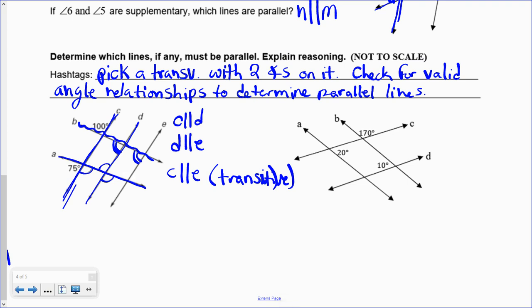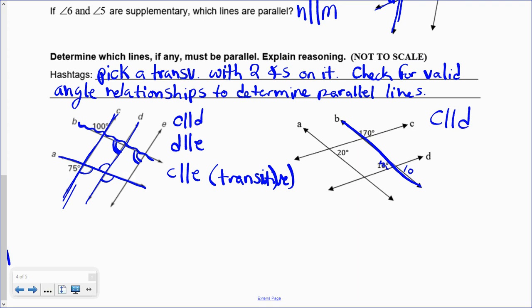Right? Here's our true hashtag right here. Let's try another one before we go on to fences. Fences are no good. Which transversal has two angles on it? B. Okay, cool. Do those angles currently have a relationship? No. How can I fix that? Move the 10 vertically. Then you hit consecutive things. Those are consecutive exterior, which should be supplementary. Are they? Yes. So what lines would be parallel if we have a valid relationship? C and D, the two lines that your transversal is crossing. So C is parallel to D.